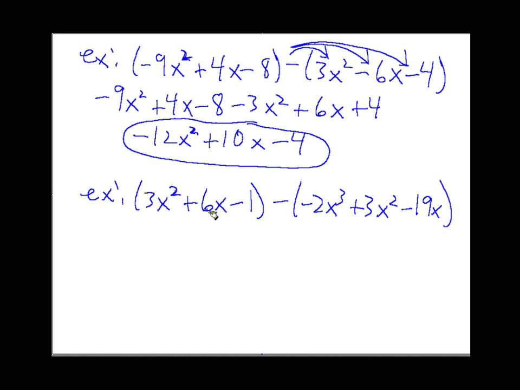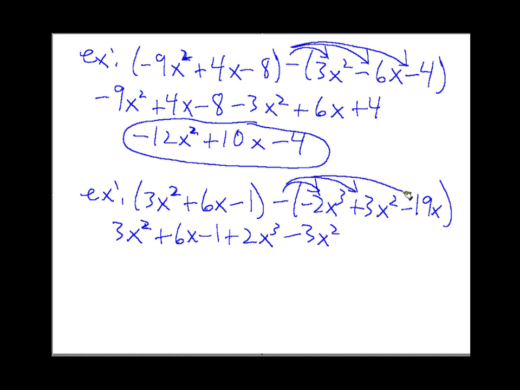All right, again, first one stays the same, just bring it down without parentheses, 3x squared plus 6x minus 1. Now again, I have to distribute the negative here, so opposite of negative 2x cubed will be what? Positive 2x cubed, all right? Opposite of 3x squared will be what? Negative 3x squared. And opposite of negative 19x will be positive 19x. Okay, so hopefully we can see that without too much trouble, all right?